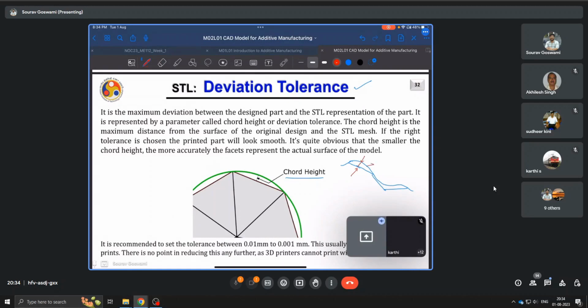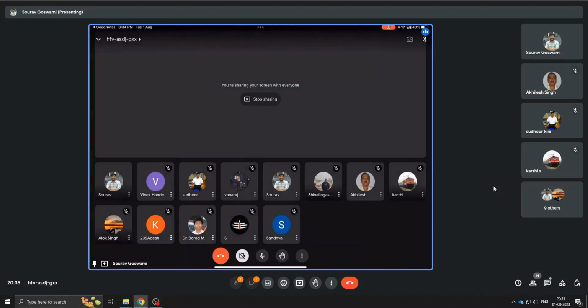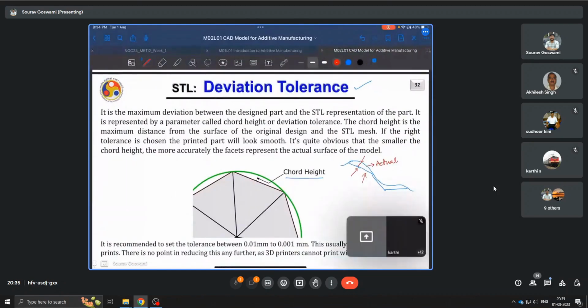from the actual to the, sorry, this distance from the actual to the tessellated surface is your chord height. If I minimize the chord height, of course, I have better accuracy. But then again, more number of triangles, a larger file size, more computationally heavy. If I make it too large, I will not be able to capture the geometry itself.